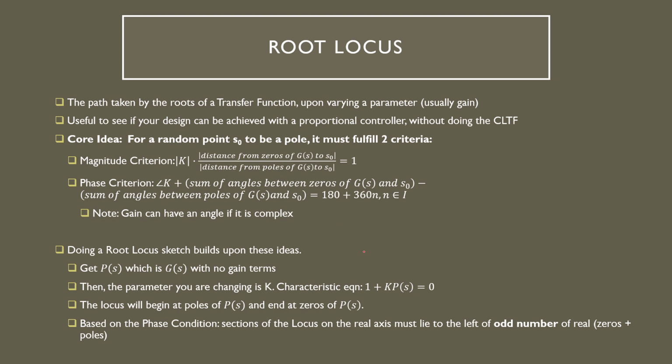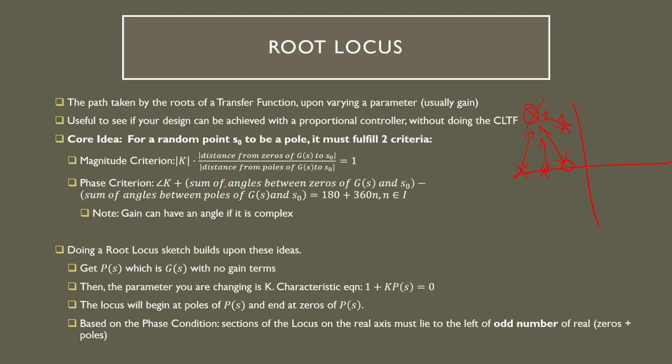It all relies on one idea, which is to say that if I have the S-plane and I pick a random point on it like here, for this point to be a pole, it needs to fulfill two criteria. The magnitude criterion is that K times the distance from zeros of G of s to s naught, so if I have a 0 here, this distance, and the distance from the poles, so this distance plus this distance, must be equal to 1. If there's a pole here, then that's the distance, and so on and so forth.